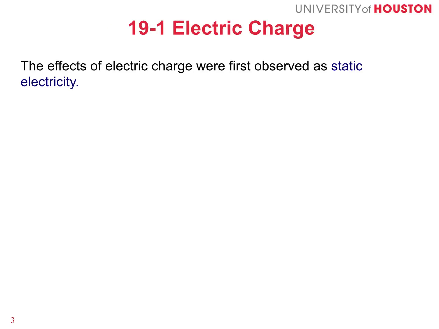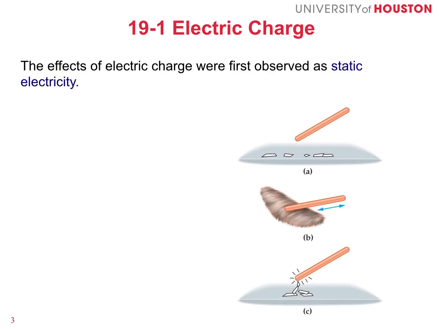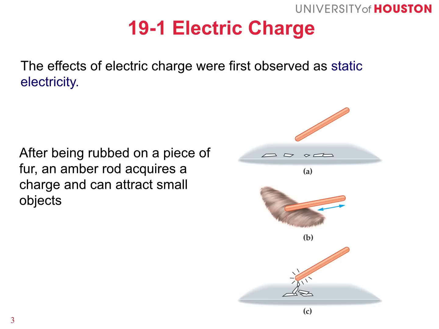The effects of electric charge were first observed as static electricity. Here we have an example shown by this picture, where we have an amber rod that, when you place it next to some paper on the table, not too much happens. If you then rub the amber rod on some fur and put it near the same paper, we find that the paper actually lifts itself off the table and is attracted to the amber rod.